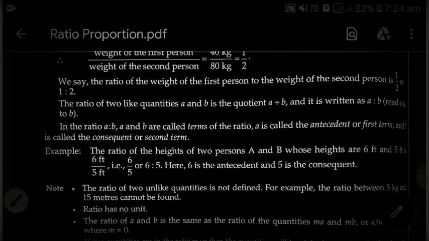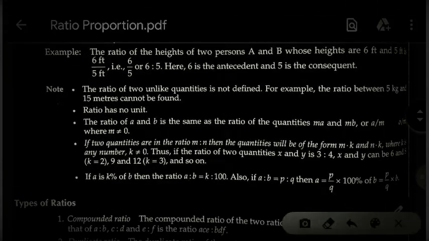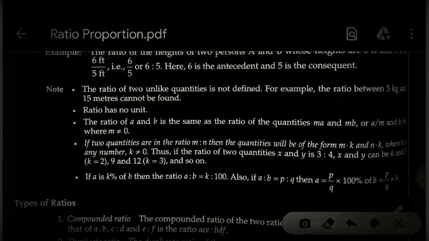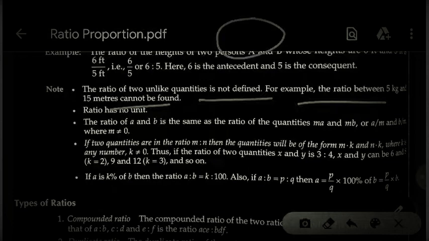Now here's something to note: the ratio of two unlike quantities is not defined. For example, the ratio of 5 kg and 25 meters cannot be found. Whenever you try to find some ratio, the two quantities must be of the same category. So the ratio of unlike quantities is not defined.